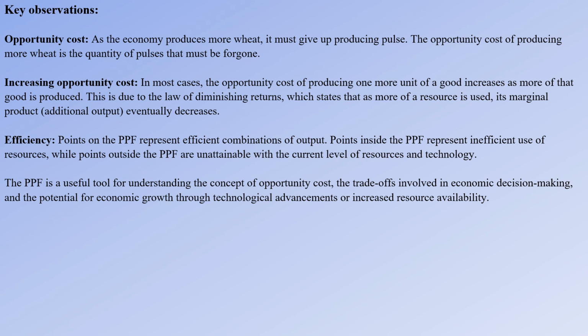Key observations: opportunity cost. As the economy produces more wheat, it must give up producing pulses. The opportunity cost of producing more wheat is the quantity of pulses that must be forgone. Then the second point, increasing opportunity cost. In most cases, the opportunity cost of producing one more unit of a good increases as more of that good is produced. This is due to the law of diminishing returns, which states that as more of a resource is used, its marginal product, the additional output, eventually decreases.